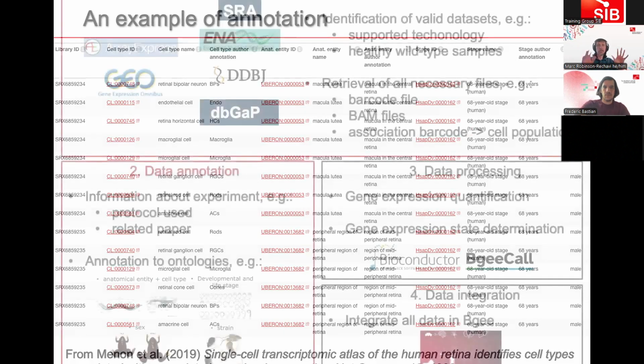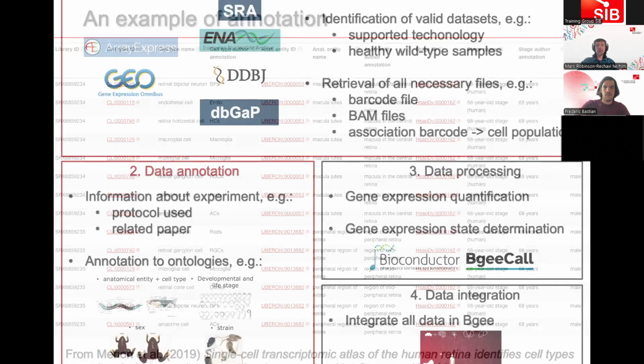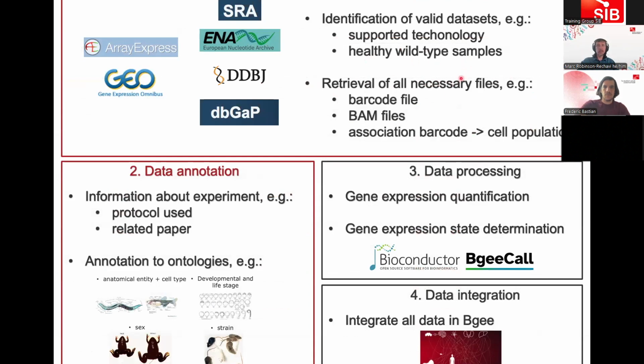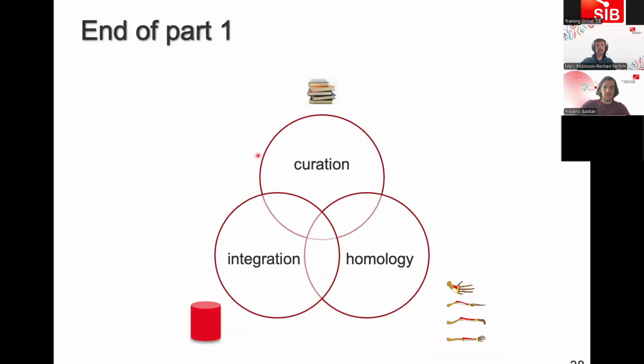And so this is summarizing what we just saw, that in Bgee we do data curation and data annotation. So I hope you see the difference. The curation is finding the right data sets which are wild type, healthy, follow the right protocols. And annotation is saying which protocols are used, capturing this and capturing all the metadata, annotating it to ontologies. And this is where we are right now. So this is the end of this part.